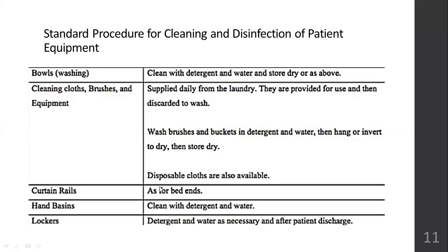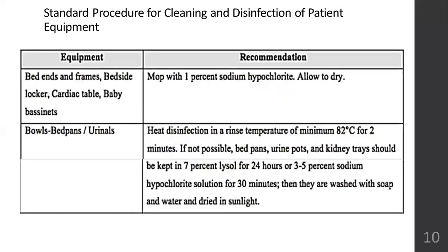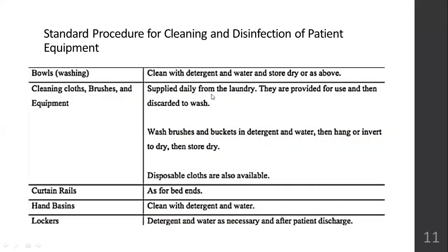Curtain rails: same as for bed ends, 1% sodium hypochlorite, the same you can use for curtain rails. Hand basins: just use detergent water where you do the hand washing and all. Lockers: again, detergent water is fine. 2% glutaraldehyde solution can be used. 2% Bacillocid solution can be used for carbolization. Okay.